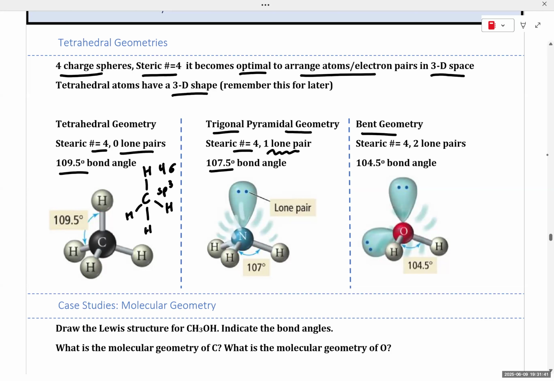The bent geometry, such as that found in water, occurs when we have a steric number of 4 and 2 lone pairs. This gives us a distorted 104.5-degree bond angle.